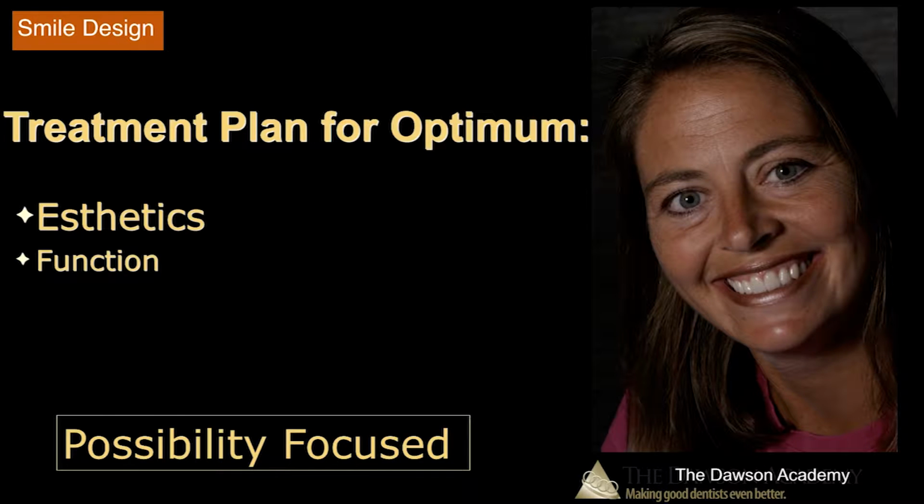The second thing that we're going to talk about is the function, and this is also extremely critical, because again, you can have the most beautiful result, but if it doesn't function properly, if the teeth don't fit together properly or chew properly, we can actually do things that increase the muscle activity in your chewing muscles that can cause damage to the restorations, cause them to break, cause them to come off, these types of things.